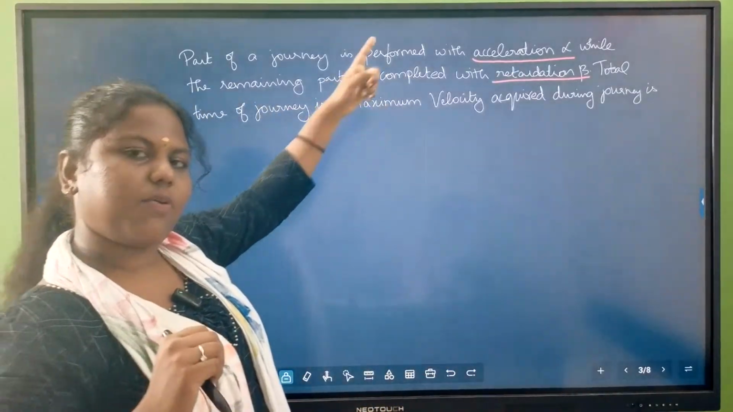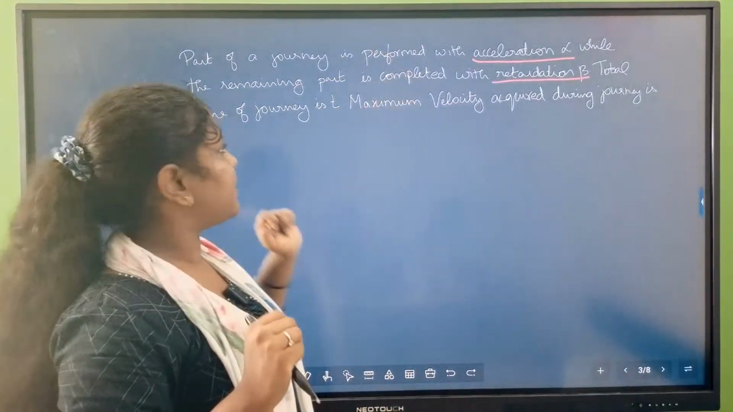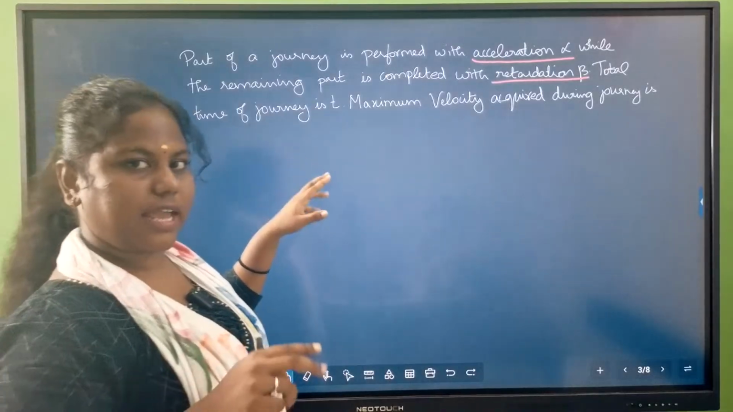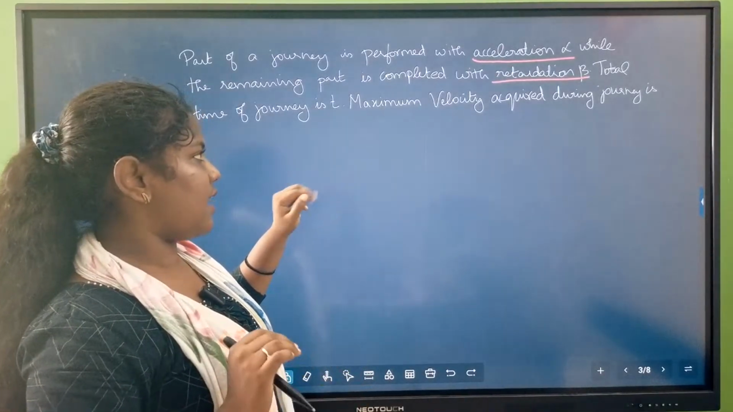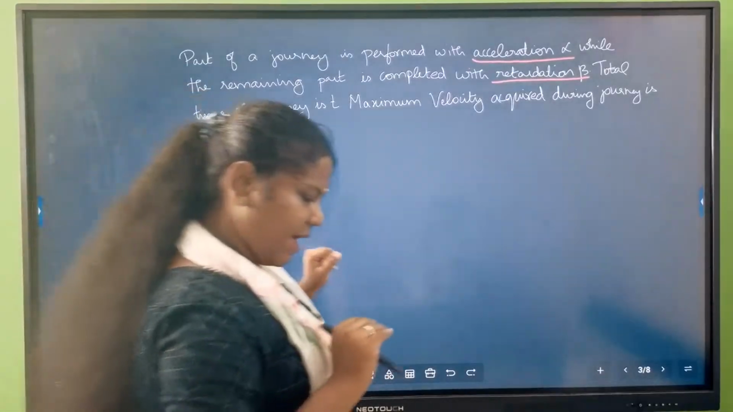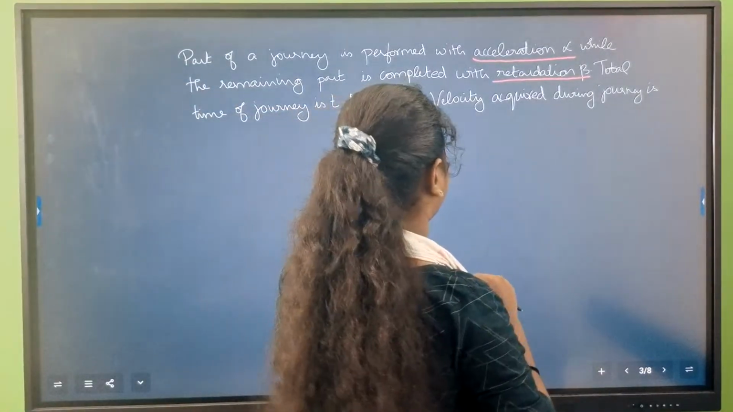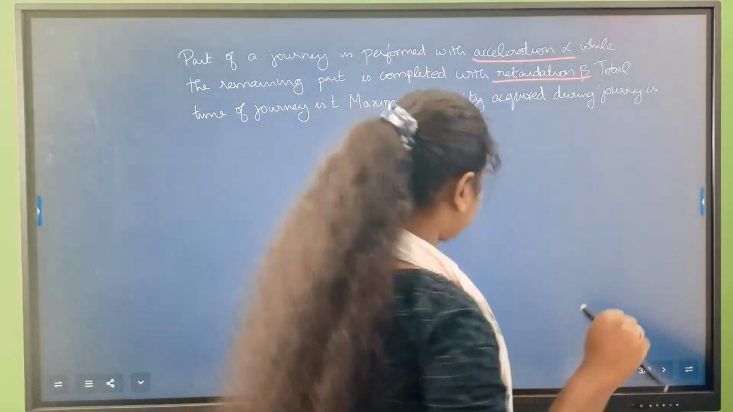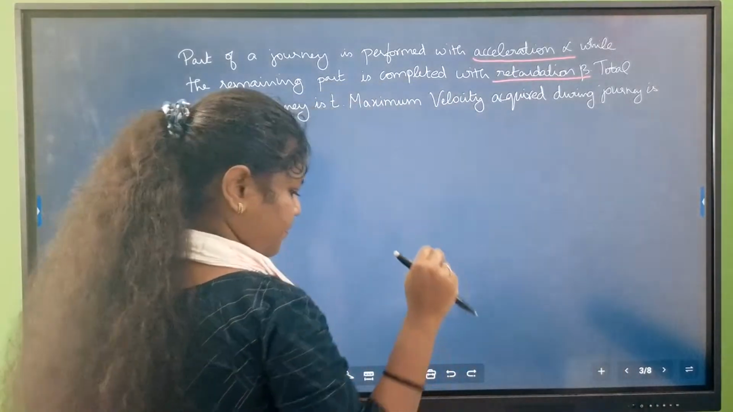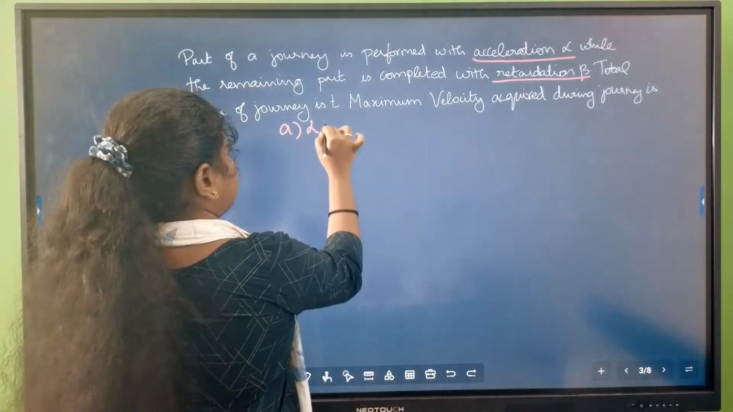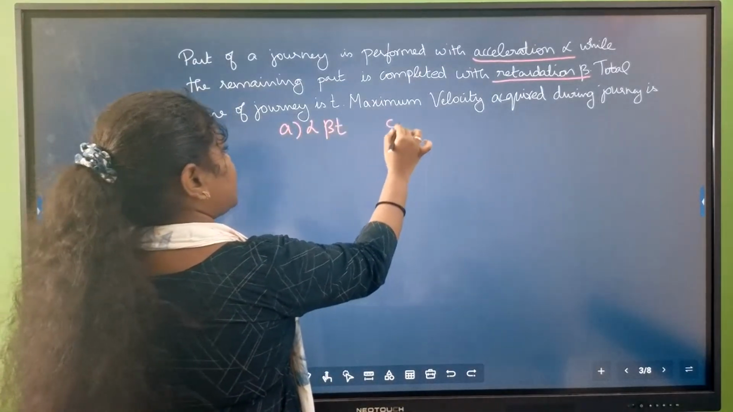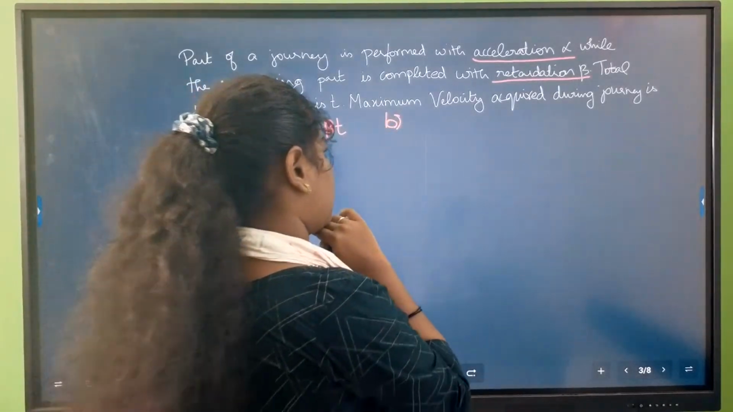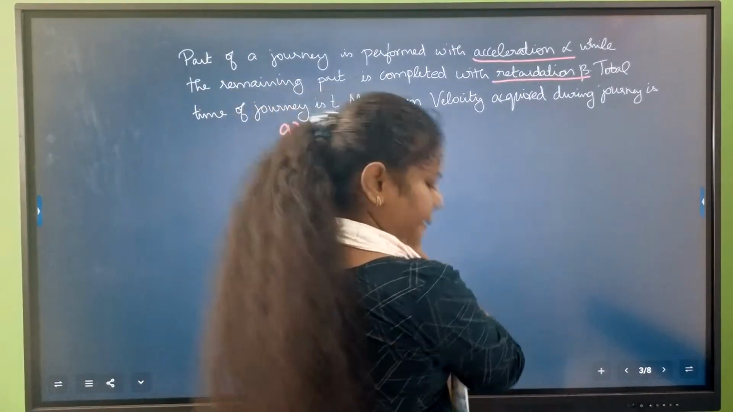Both are acceleration only. One is positive acceleration, the other is negative acceleration. What question have they asked? Total time of journey is t. So total time is t. Maximum velocity acquired during journey is. So they have asked me for the maximum velocity. Is it so? Yes. See, so the options are. We have to find acceleration. In the previous case, what did we find? We found time. So here we have to find velocity. Okay?